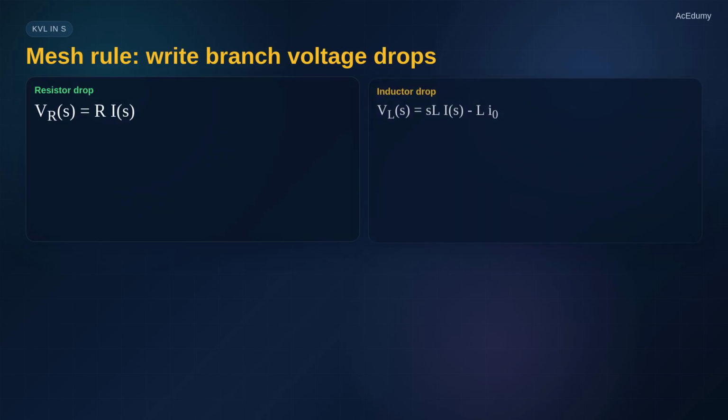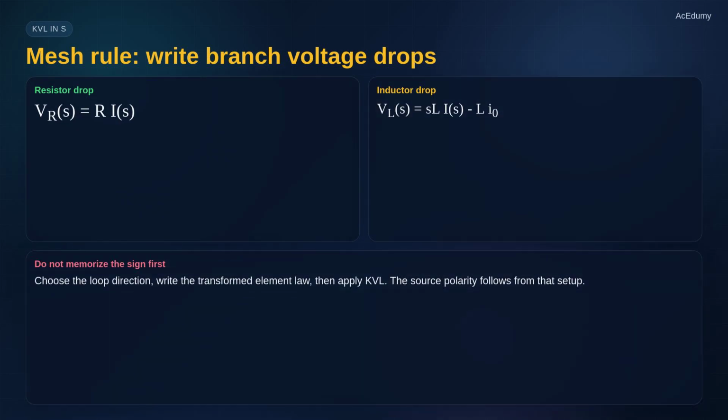Now use mesh analysis. Pick a loop current I of S and traverse the loop. Every S-domain branch contributes a voltage drop. A resistor gives Ri. An inductor whose current reference matches the loop gives SLI minus Li0. KVL says the applied source equals the sum of drops. The sign of the initial source is not something to memorize first. It comes from the chosen reference direction and the transformed element law.